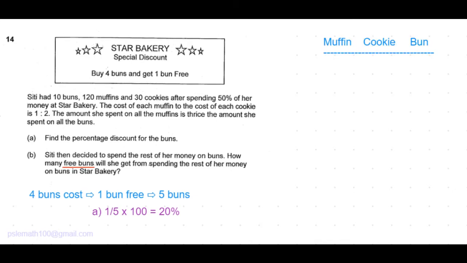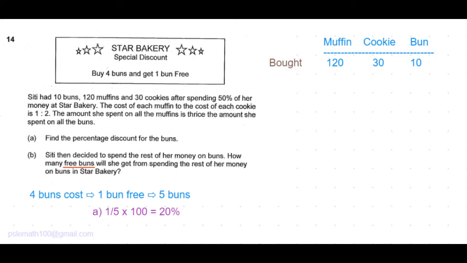Let's jot down the muffins, cookies, and buns. So she bought a total of 120 muffins, 30 cookies, and 10 buns. So for every 5 buns, one of it is free. So out of 10 buns, 2 buns would be free. So she would have paid for 8 buns out of those 10 buns. So we'll have that 8 within the brackets.